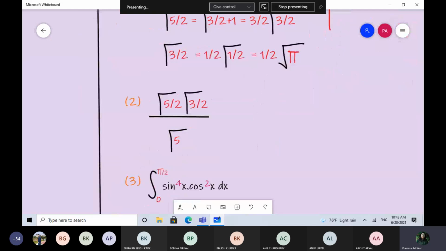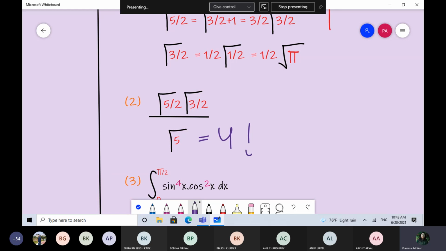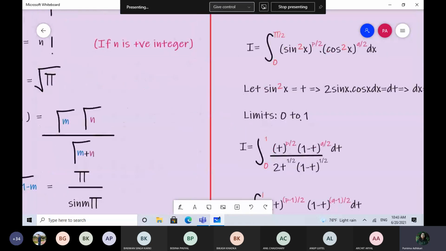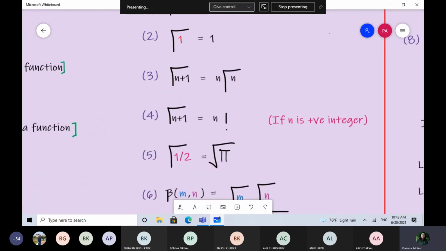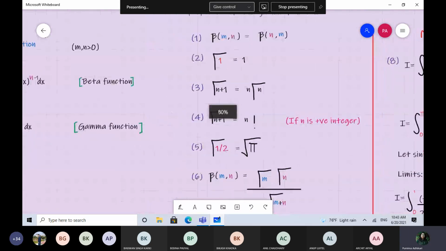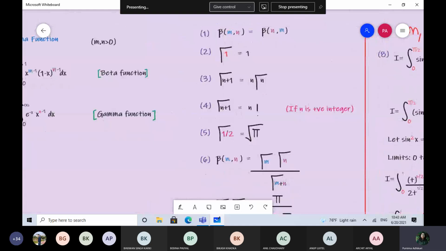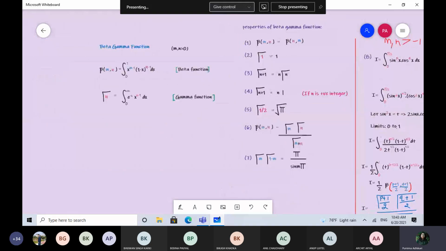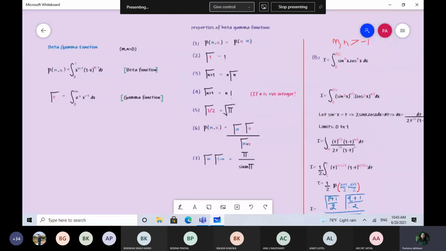What is gamma 5? What is gamma 5? 5 factorial. Really? 4 factorial. Exactly. Still you are confused? 4 factorial. There is no room of confusion. Don't forget these properties. Look at these properties. Okay, we are going to use them. Don't mess up.